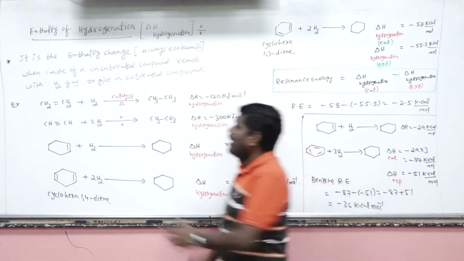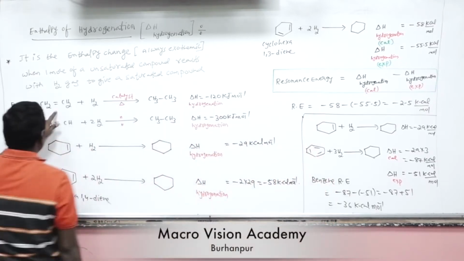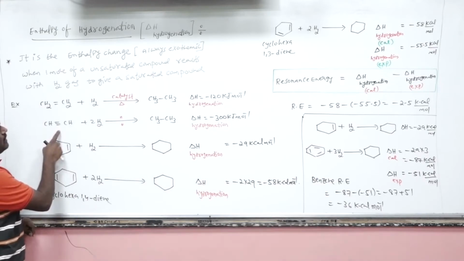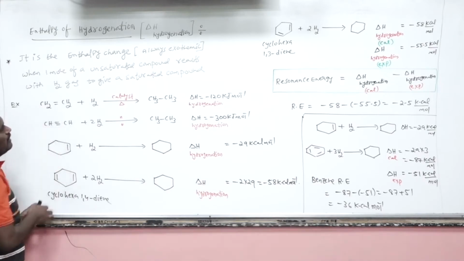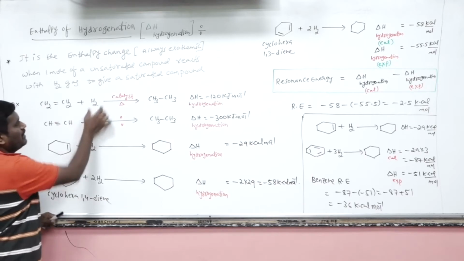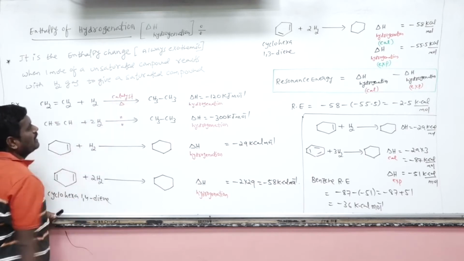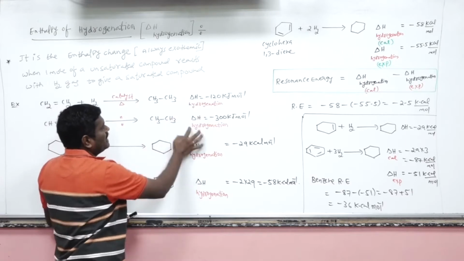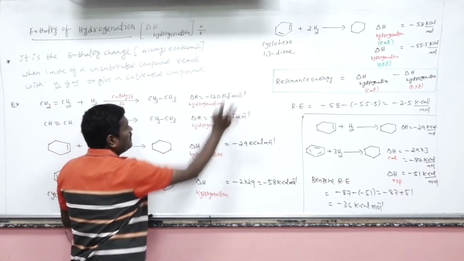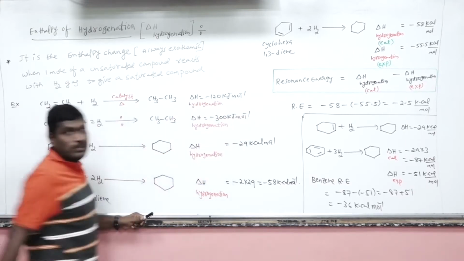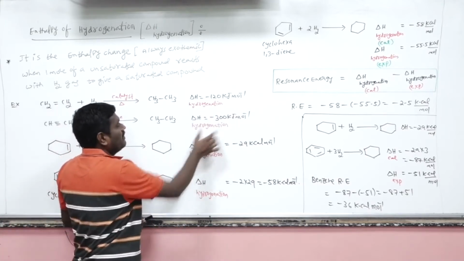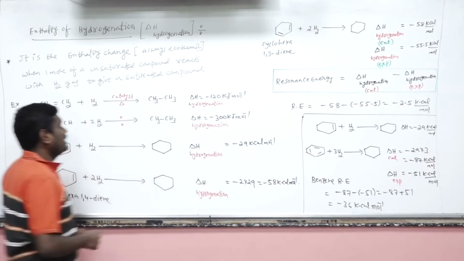Now here, alkene, this is ethylene, 1 pi bond is there. Acetylene, 2 pi bonds are there. So these two are unsaturated hydrocarbons. When they react with dihydrogen gas in the presence of a catalyst, they give saturated hydrocarbon. The enthalpy of this reaction is minus 120 kilojoule per mole, minus 300 kilojoule per mole. This energy is known as enthalpy of hydrogenation or heat of hydrogenation.